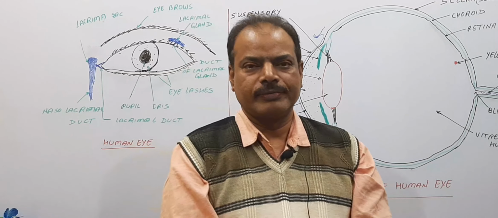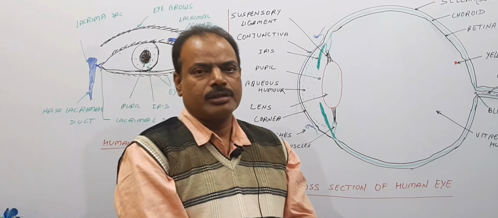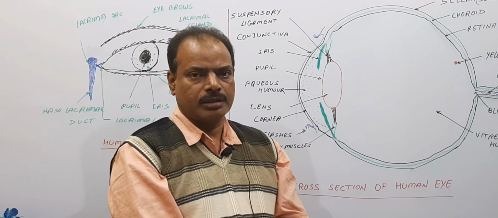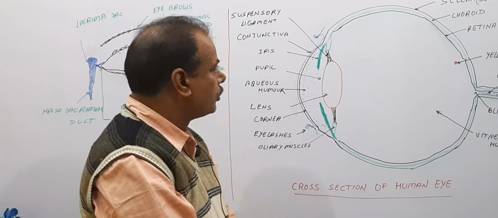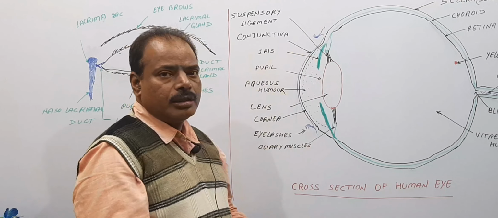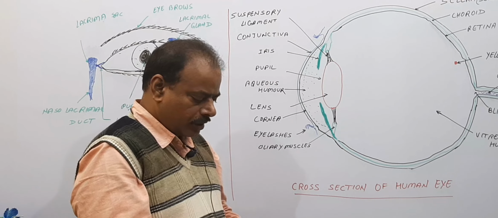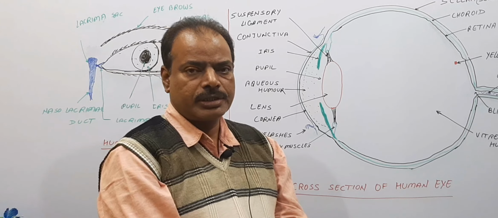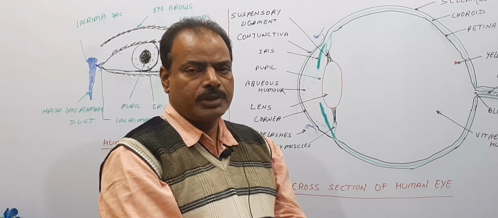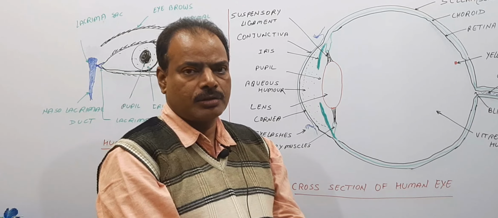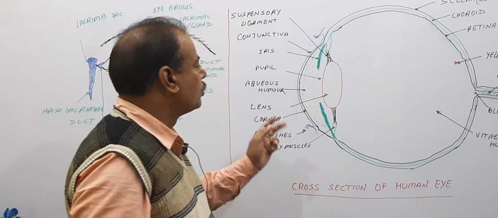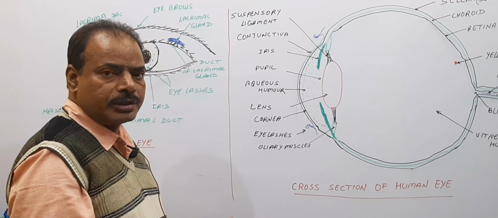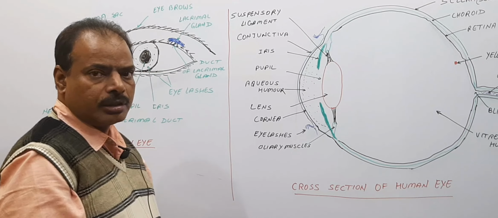Hello students, in this lecture we will discuss about sense organ, the human eye. As you know, human eye is a sense organ which helps in vision, and it is located in the orbit on the front side of the head. So we have two eyes and both are located on the head region in the front part.